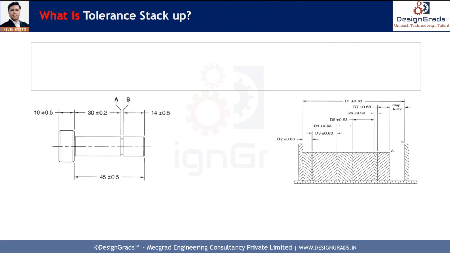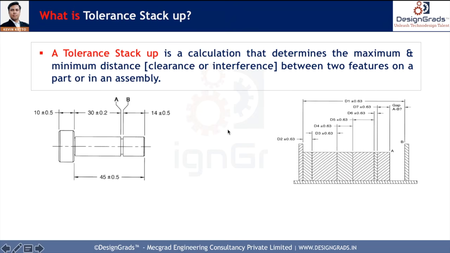So let's begin with this fundamental question. What is tolerance stack-up analysis? A tolerance stack-up analysis is a calculation. And what do we calculate here? We calculate the maximum or minimum distance. And this maximum or minimum distance can be a clearance or interference. And this distance will be between two features on the same part or different parts in an assembly.